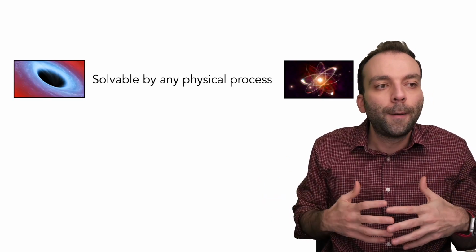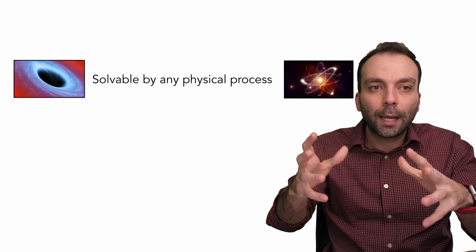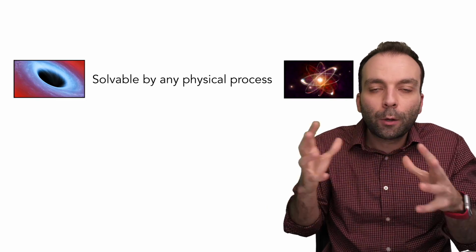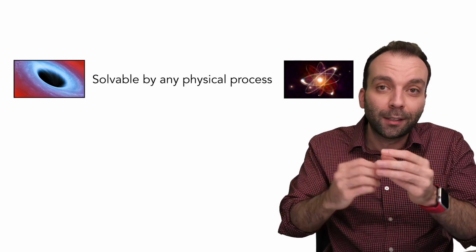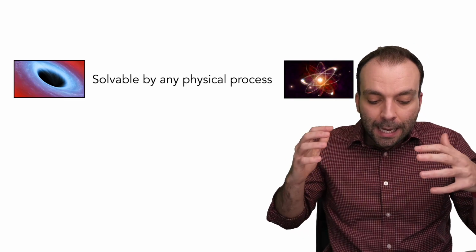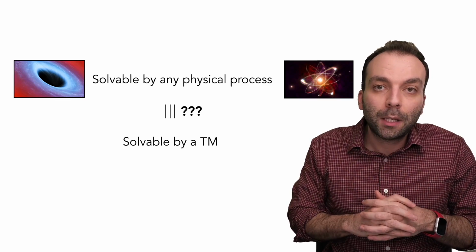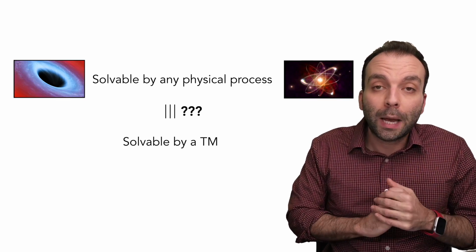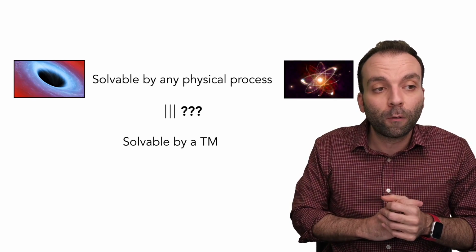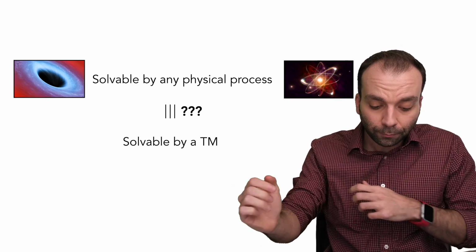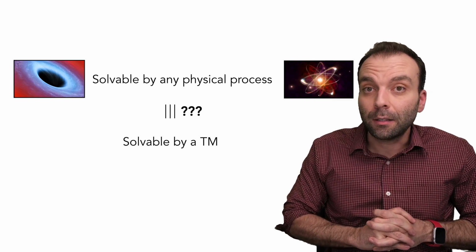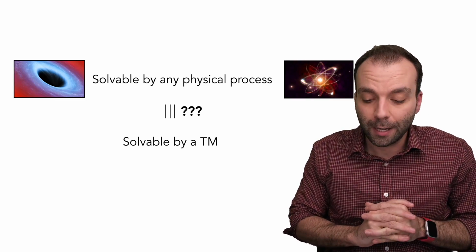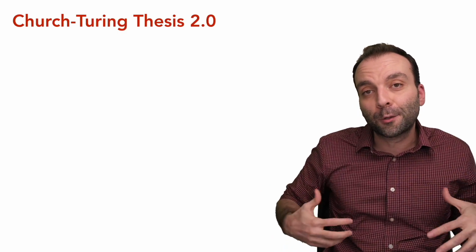And maybe the most interesting question here you can ask is, if I have some problem that I can solve by some physical process, only constrained by the laws of physics, it might be something that's happening in black holes, or something happening in tiny particles like electrons and photons. Can we say that this process can be captured by a Turing machine? So, solvable by any physical device, is this equivalent to solvable by a Turing machine? And the answer is, most people believe, perhaps surprisingly, yes.